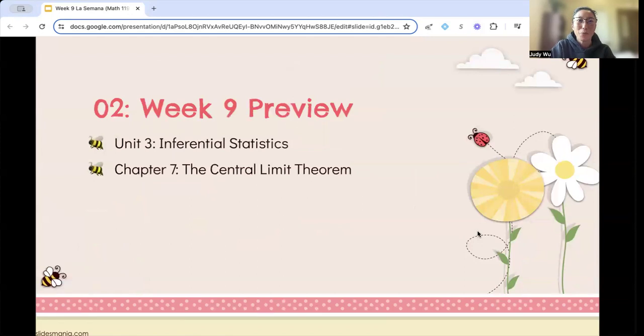All right, so the week 9 preview. We are beginning our last and final unit, okay? So we are now in unit 3, which is a unit called inferential statistics, and it is a long unit, okay? So it's really taking the stuff we learned in unit 1 and the stuff we learned in unit 2, putting it all together into what statisticians tend to use in their actual practice, okay? We're going to start this unit 3 with chapter 7, which is called the central limit theorem, okay?